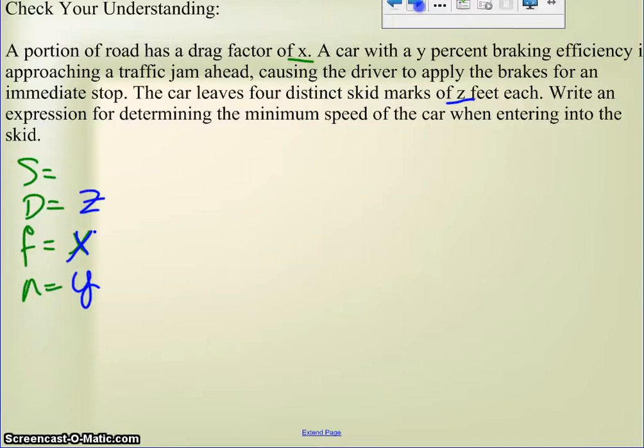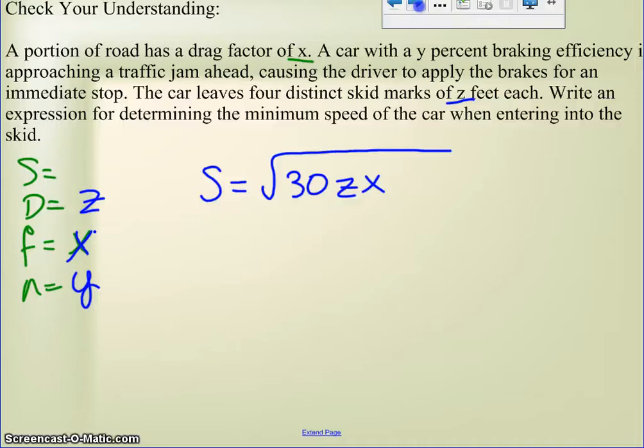So what was the speed? Plugging this in, there's only one little tricky part to remember. We've got 30 times the skid distance, which was z, times the drag factor, which was x, times the brake efficiency, but remember it's as a decimal, so it's going to be y divided by 100. Did you catch that one?